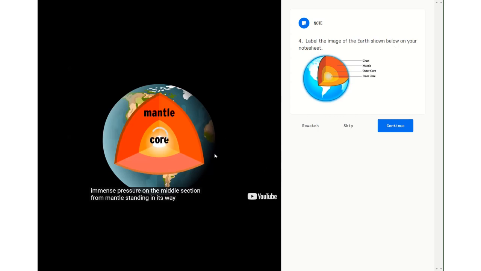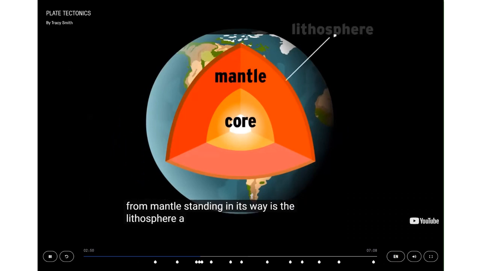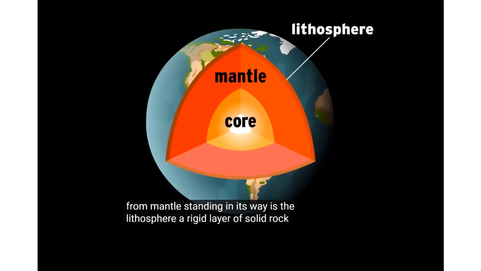I just want you to look at it. This is mostly a review. Remember that our center is the core, and then beyond that we have the mantle. What's important about the mantle? Good, we have flowing magma. It's actually liquid there. And then the very outer layer, pretty thin, is our crust. Way is the lithosphere, a rigid layer of solid rock.